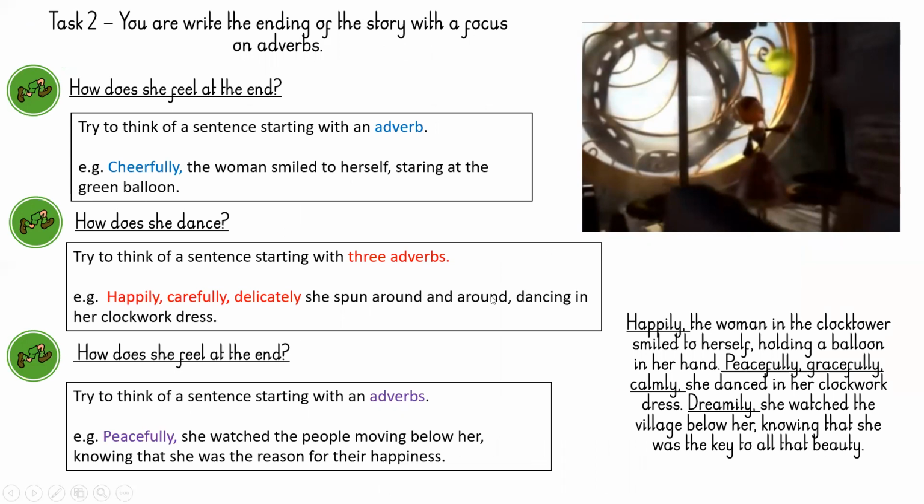So, happily, the woman in the clock tower smiled to herself, holding a balloon in her hand. Peacefully, gracefully, calmly, she danced in her clockwork dress. Dreamily, she watched the village below her, knowing that she was the key to all that beauty. Okay, and then that would be the end of the story.